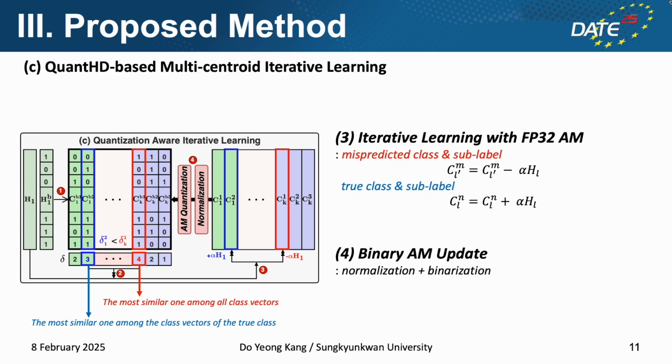These selected target class vectors are then updated in the floating point associative memory using bundling-based learning. Finally, to prevent any class vector from going too large or too small over training time, we apply normalization and then binarize to update our binary associative memory.